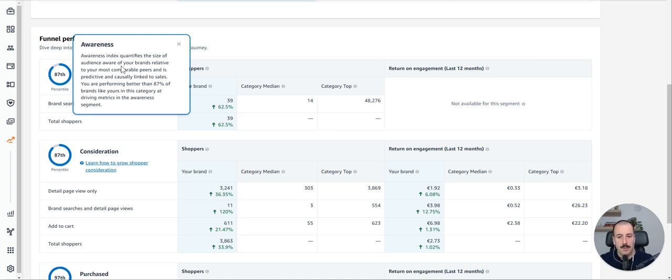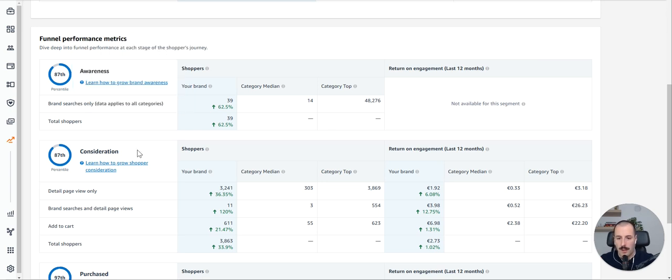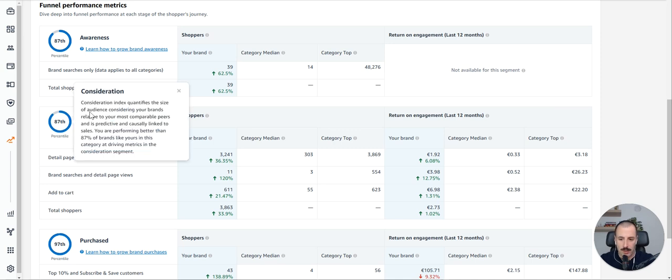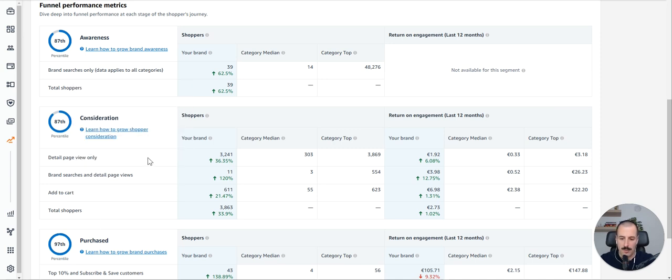When they compare to your peers, to the closest possible to yours, you're better than 87% of them. Woohoo! So that's good, in this case at least. And then you can see this for the consideration phase and for the purchase phase.